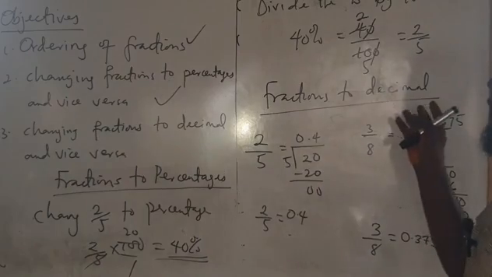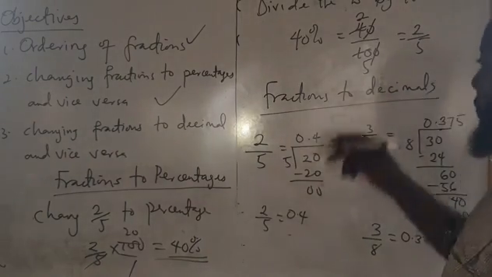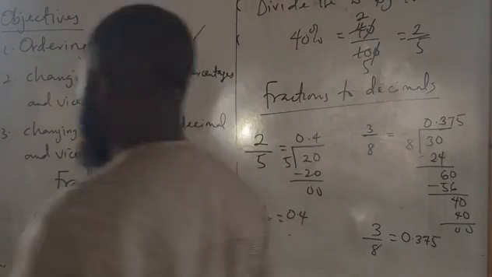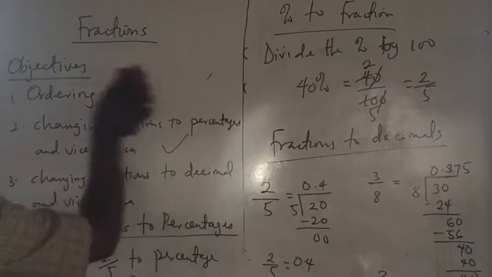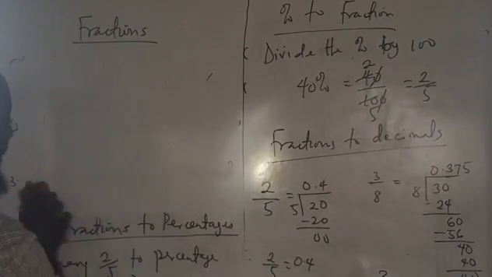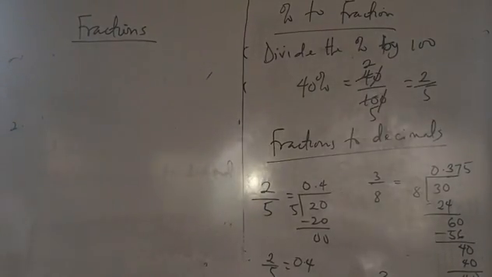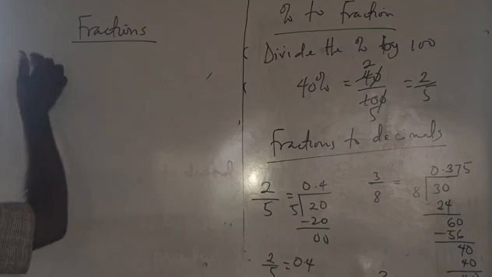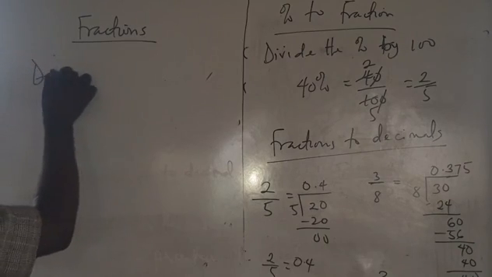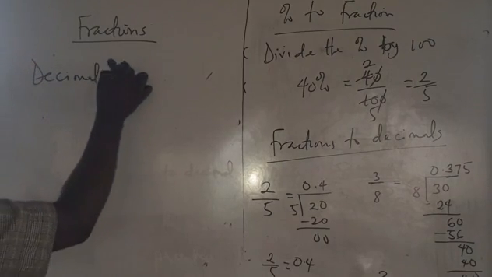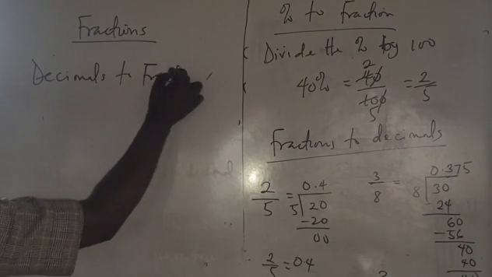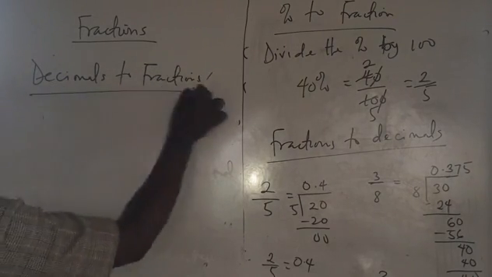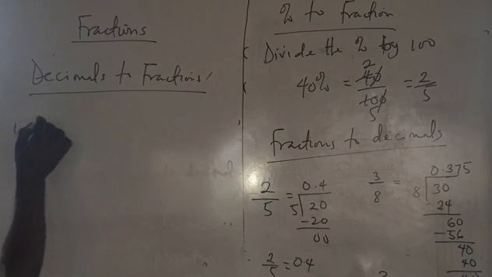So the next thing is now for us to change decimals back to fractions. We want to learn how to change decimals to what? Fractions, which is also very simple. So let's look at this here. I will use this example that we have here to do that. So the first one here is 0.4.